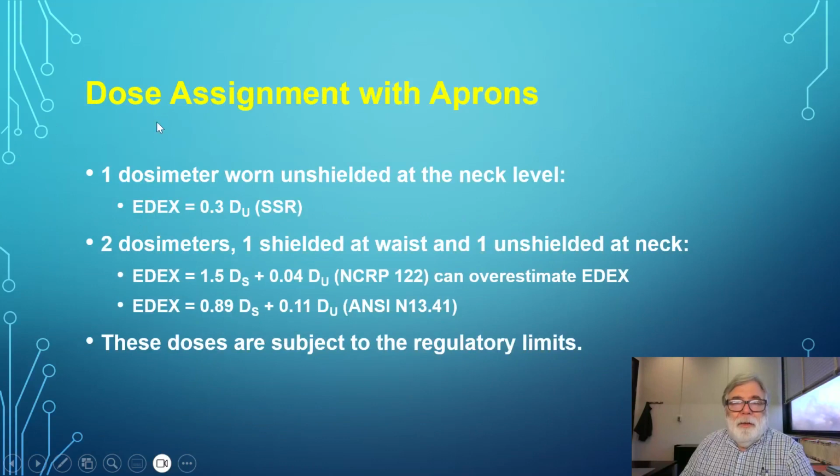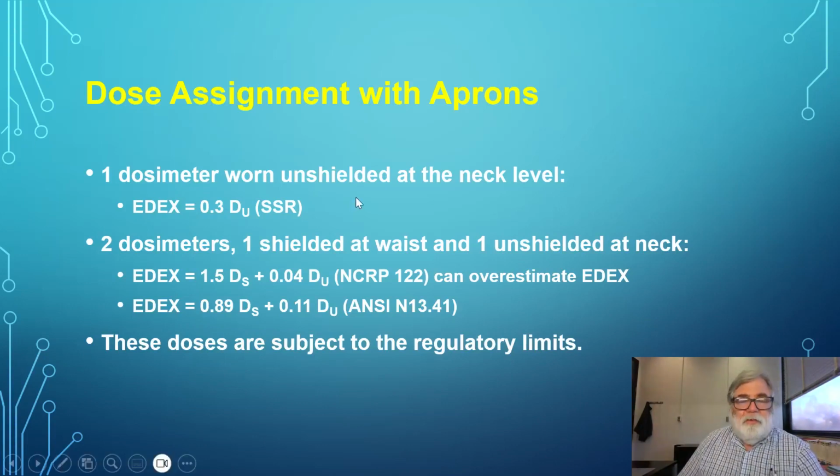So when wearing a lead apron, if there's only one dosimeter worn, it should be worn at the neck level, and then the effective dose equivalent external for that is going to be 0.3 times the unshielded dosimeter. That's what DU stands for. Now, this particular formula was developed in the suggested state regulations by the Conference of Radiation Control Program Directors, and so that's one of the approved methods that can be used. It's very common, though, to wear two dosimeters. Now, reducing by a factor of 0.3 may not be enough in many circumstances, may not be enough to keep people under the limit. So you may be overestimating what the actual external effective dose equivalent is.